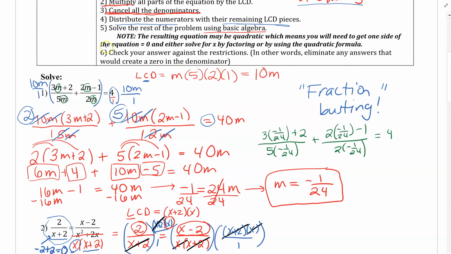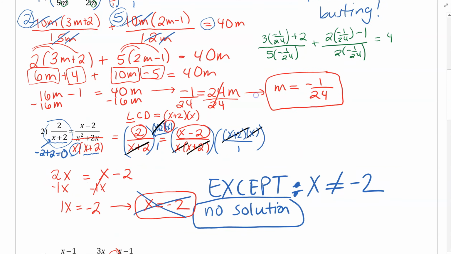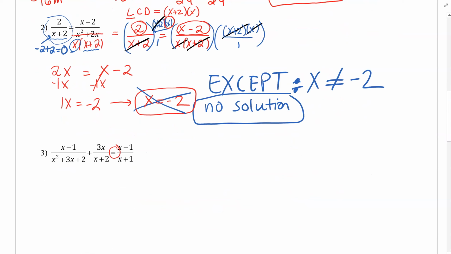Okay, so that's what step 6 is all about. Check your answer against the restrictions. Negative 2 is a restriction, and we have to eliminate any answers that would create a 0 in the denominator, because that can happen. So you might be wondering, well, how does that even work? How do you get a solution that's not a solution?